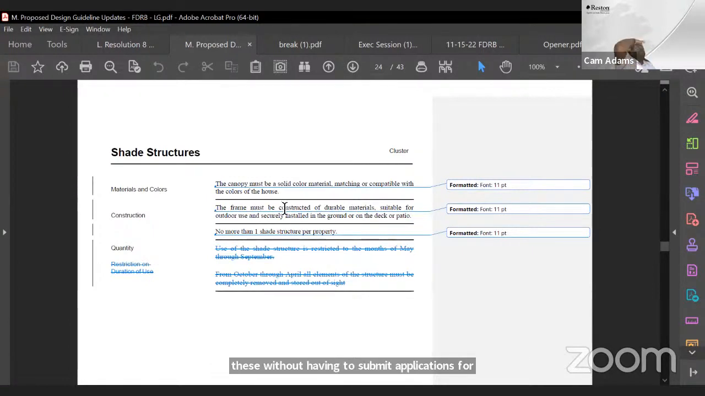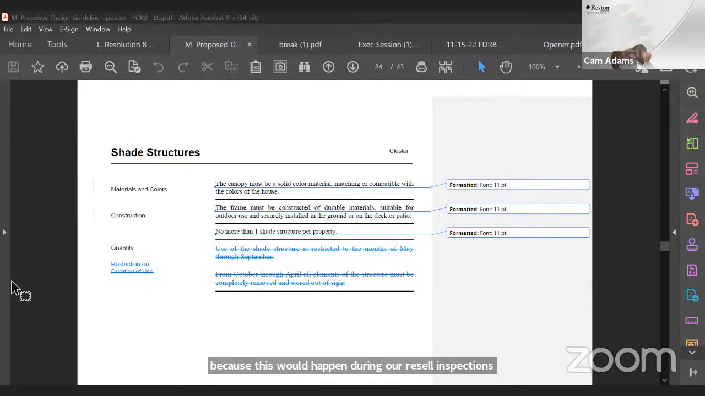Because this would happen during our resale inspections. We would see a canopy that someone had that was beautiful, absolutely gorgeous. They were having fun during the summer, and we'd have to violate them because they didn't submit an application for it. And then you have to get your neighbor's signature, 3 neighbors' signature, just to put a canopy in your backyard to have a summer event if it is in, you know, late September or early October. So it just seemed a little redundant to have to do that.